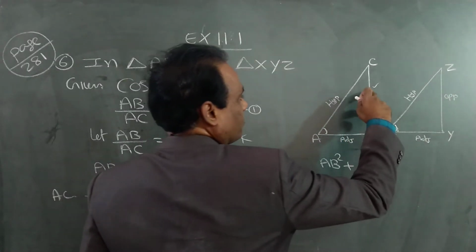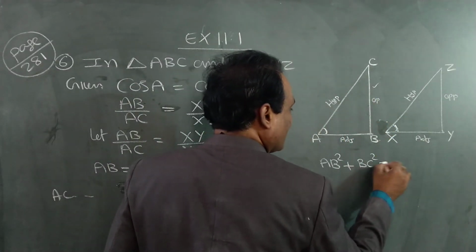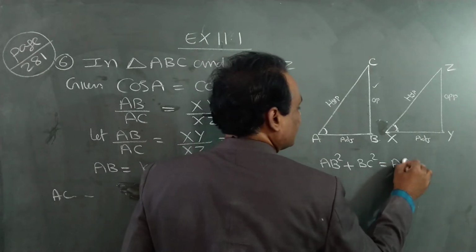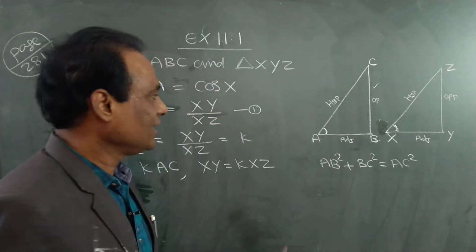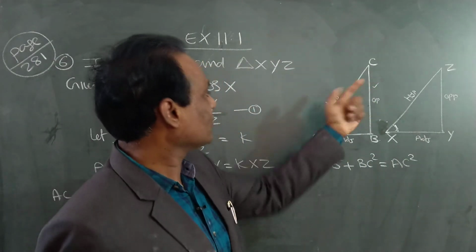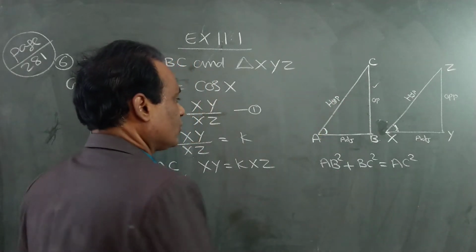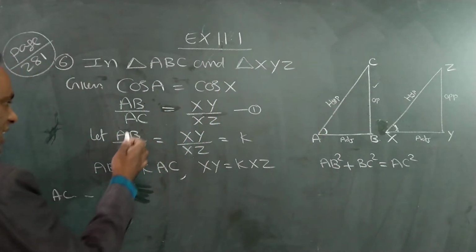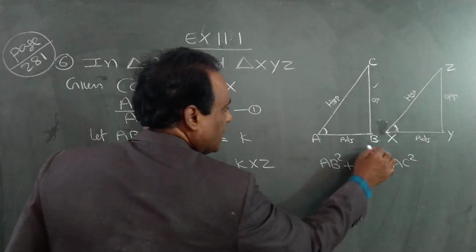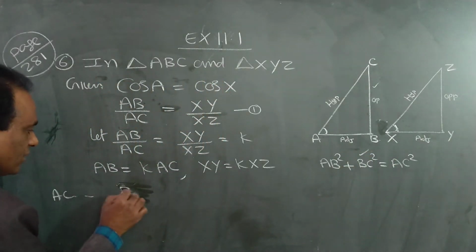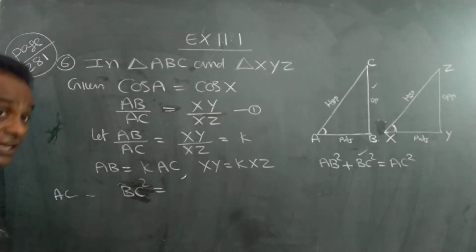Small side square plus small side square is equal to hypotenuse square. This is the Pythagoras theorem. Side square plus side square is equal to hypotenuse square. So, AB and AC, some relation is there. So, I want to find BC. Then BC square is equal to, this is the Pythagoras theorem.